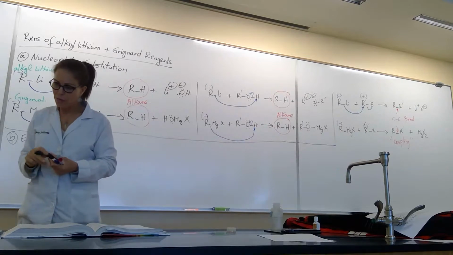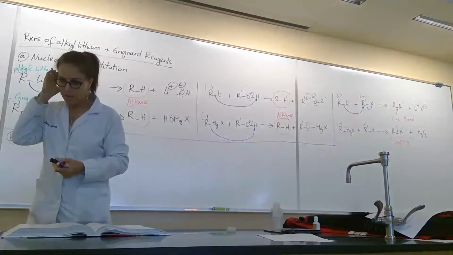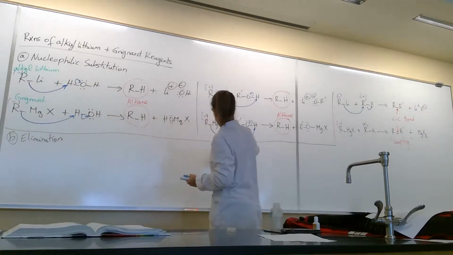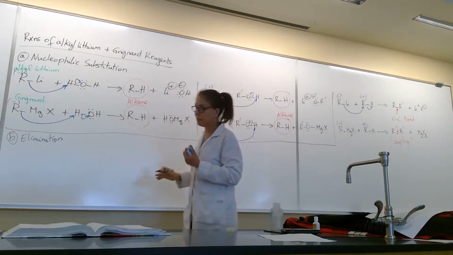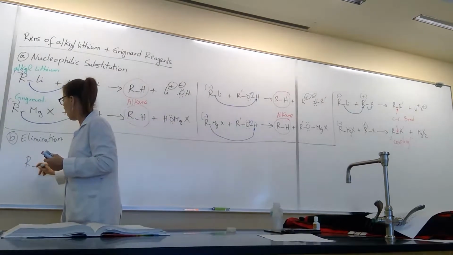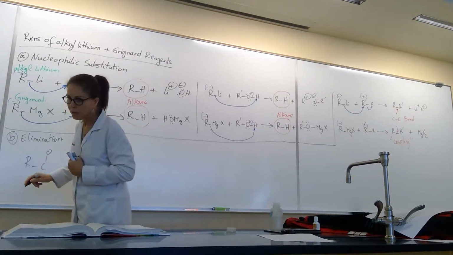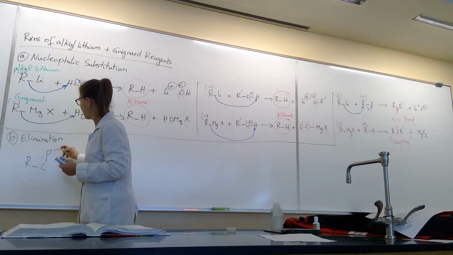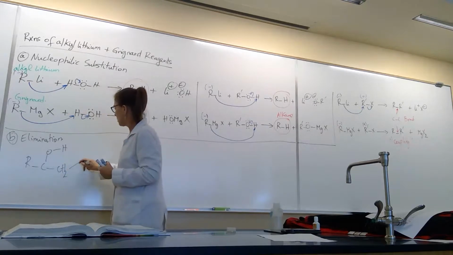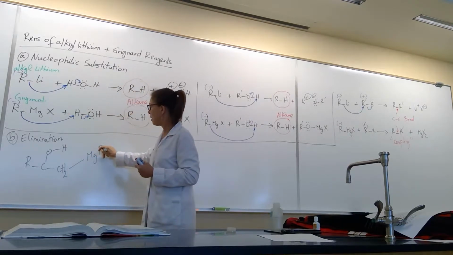So I'm going to show you one. You take an alcohol. So you saw that if we take an alcohol, we're going to have an alkane, but you can also have an elimination. So here we go. RCOH, CH2. So it can be within the same molecule.